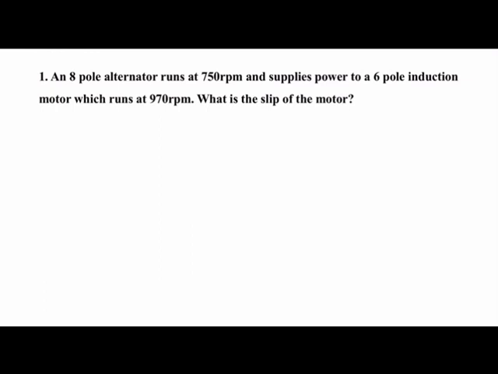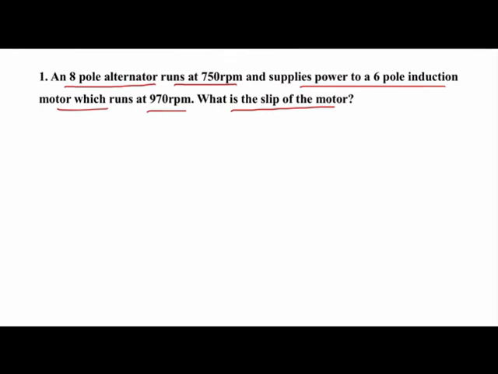So let us solve some of the numericals related to the induction motor. So let us read out the question given here. An 8-pole alternator runs at 750 rpm, that is rotations per minute, and supplies power to a 6-pole induction motor which runs at 970 rpm. What is the slip of the motor?